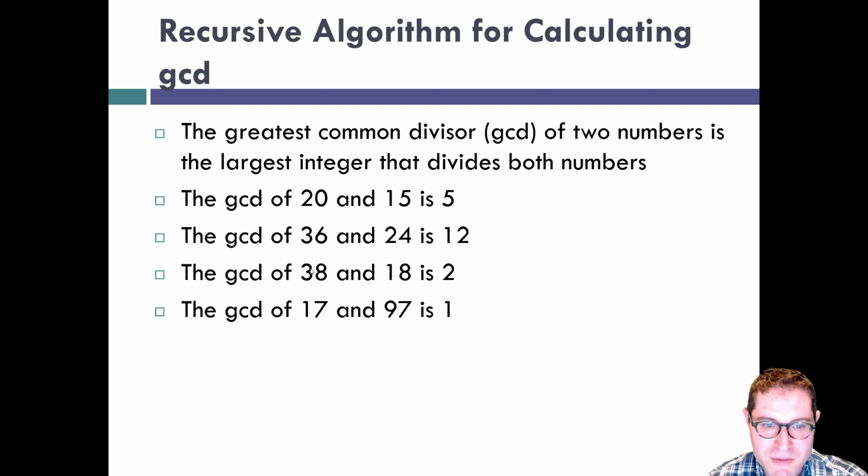The greatest common divisor of 38 and 18 is 2. They're both even numbers and they don't have any other factors in common, right? We're looking for the largest common factor, essentially. And the greatest common divisor of 17 and 97 is 1. So, how do we find such a thing?